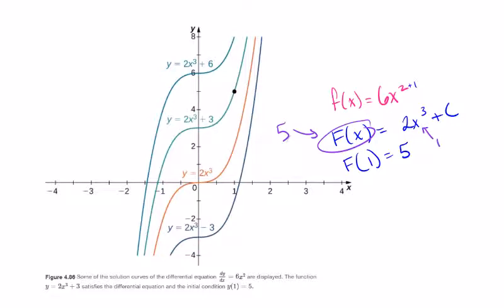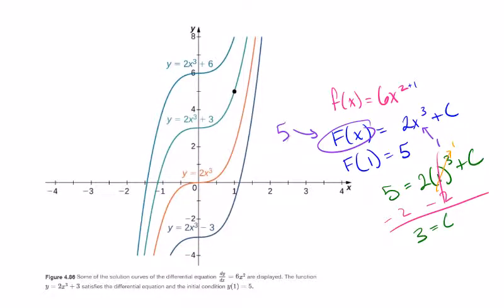So that's what we'll do, is we'll say, okay, well, 5 equals 2 times 1 cubed plus c, and we'll be able to actually solve for c. And so 1 cubed is 1, so 2 times 1 is 2. So I'm going to subtract 2 from both sides. And we will get these to cancel out. And so c equals 3.